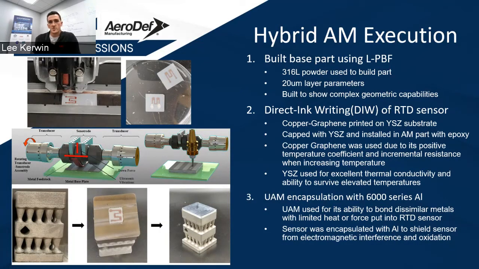So they've done a lot of work and a lot of studies on the properties of that copper graphene as a good RTD sensor with a well-known resistivity to temperature. So that was deposited on a YSZ substrate, capped and sintered on that substrate. And that's just to have a constraint to that sensor that would survive the elevated temperatures that we were aiming for here.